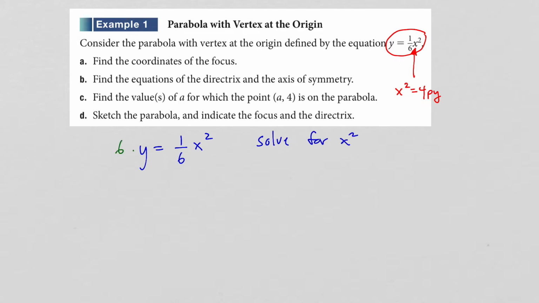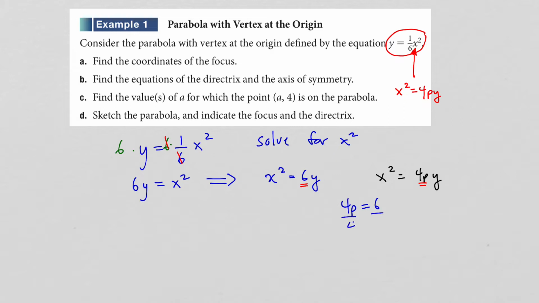To do that, I'm going to multiply both sides by 6. That's going to cancel the 6 here, and that leaves us with 6y is equal to x squared. Or if you like, you can write that as x squared is equal to 6y. And now because we know that the standard equation is x squared equals 4p times y, you can see that 6 must be the value of 4p. So that means that 4p has to be equal to 6, and if we divide both sides by 4, that allows us to solve for p, which is 6 over 4, or 3/2.